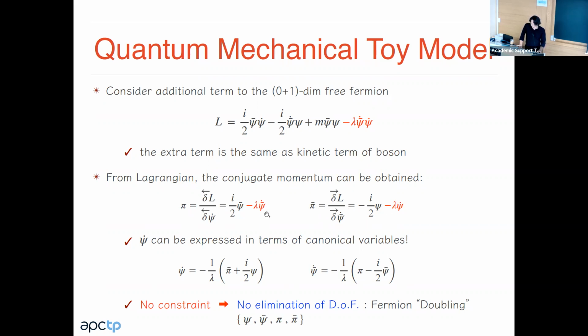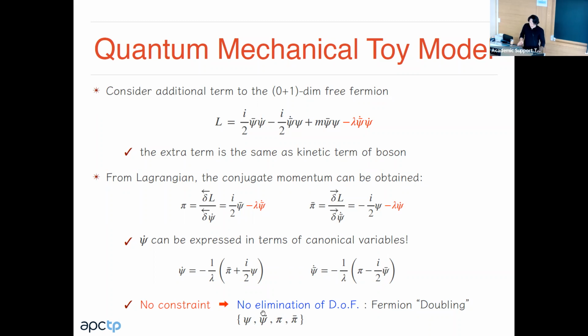So usually in fermion, you don't have this term. That means this becomes the constraint, and then this constraint reduces the degrees of freedom. So in the end, you only have psi and psi bar in your phase space in the usual fermion.